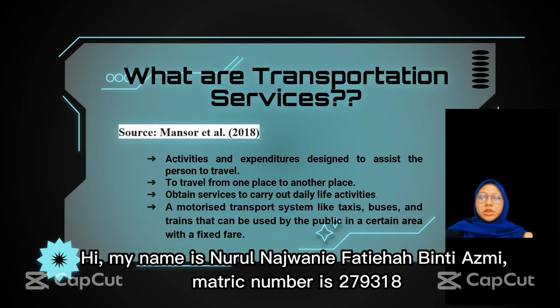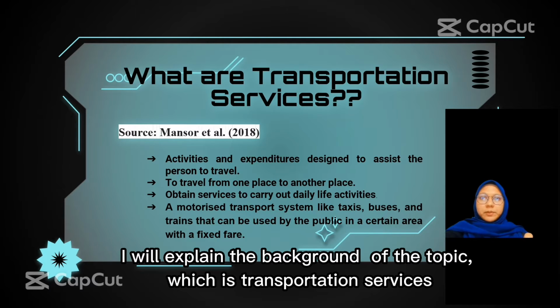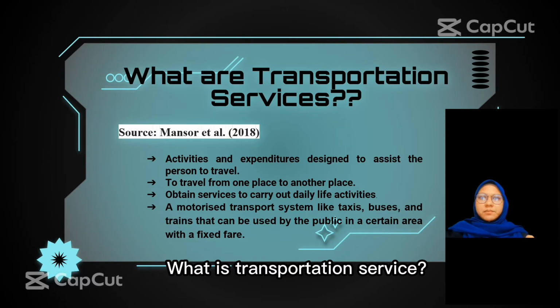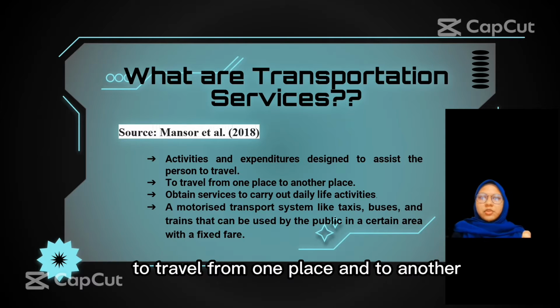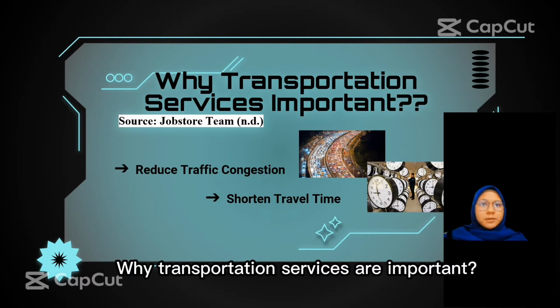Hi, my name is Nurul Najwanie Fatiehah Binti Azmi. My matric number is 279318. I will explain the background of the topic, which is transportation service. What is transportation service? Transportation services are activities and expenditure designed to assist a person to travel from one place to another. That's why transportation services are important.